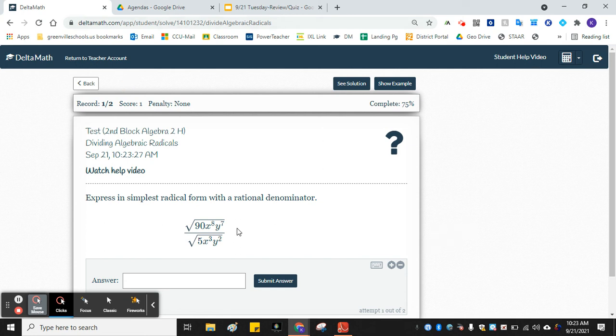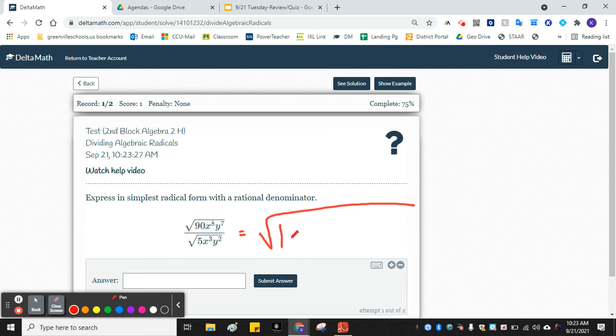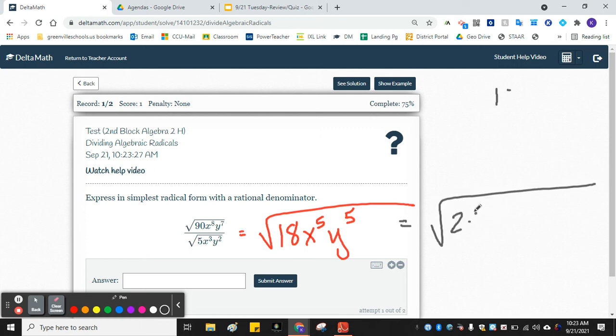All right, let's simplify this one so we can take the radical of it. 90 divided by 5 is 18. 8 x's is on top, 3 on bottom, that leaves 5. 7 on top, 2 on bottom, again, that leaves 5. And then we'll simplify that. So 18, square root of 18 is 2 times 9, and 9 is 3 times 3, with 5 x's and 5 y's.